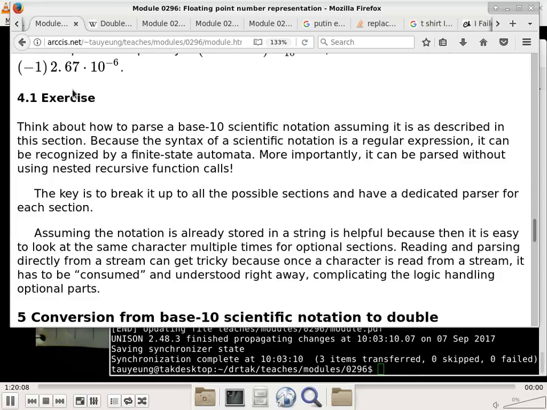So that's something for you to think about, because we are going to work on the homework assignment, and that's exactly what your program needs to do: read a base 10 scientific notation and convert it into the internal representation of a double. So the very first step is to break up the string and get those components out: the sign, the base 10 mantissa, and the base 10 exponent.